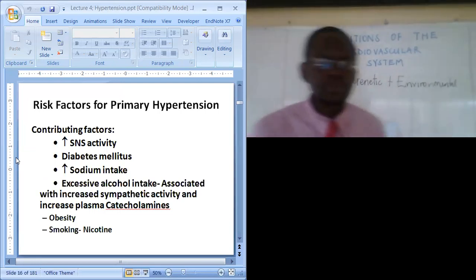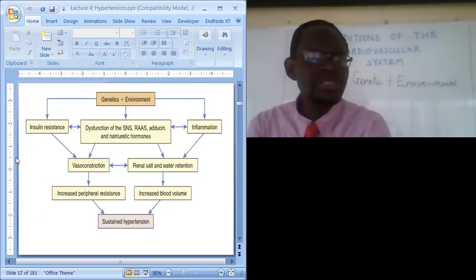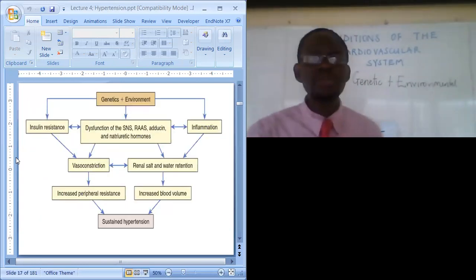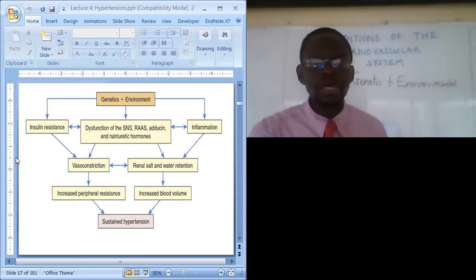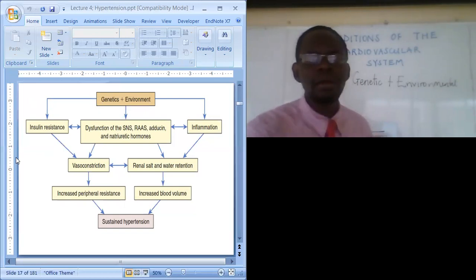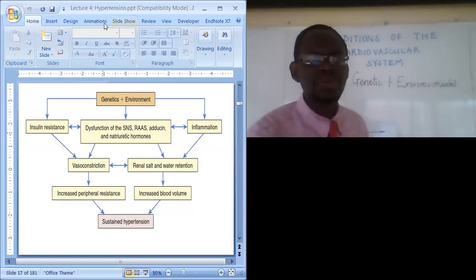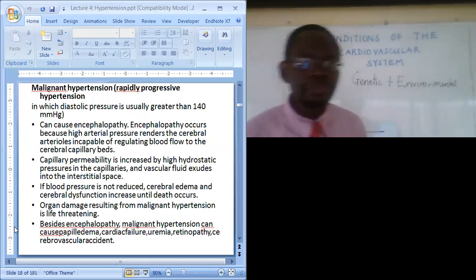We have already talked about these. This is what I was saying: you have an interplay between environmental and genetic factors, which bring about those factors, as you can see within the diagram, bringing about a sustained hypertension. And in this case, it is primary hypertension.